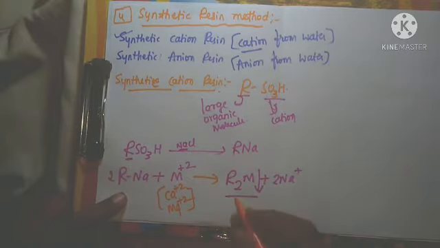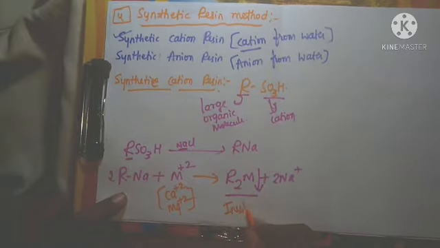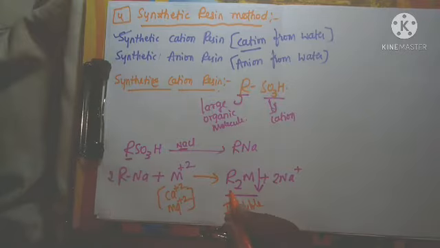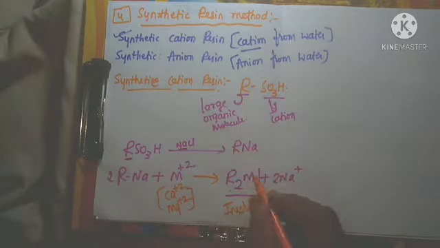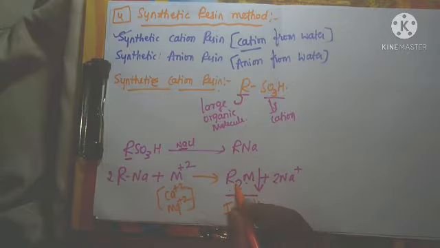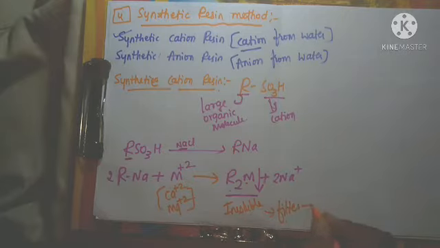This R2M is insoluble. Now, R2 means what? R means large organic molecule. M means Ca+2. When this Ca+2 reacts with the large organic molecule in the synthetic cation resin, it will form R2M. It is insoluble, which means you have to filter it. After filtration, indirectly you have removed the R2M.